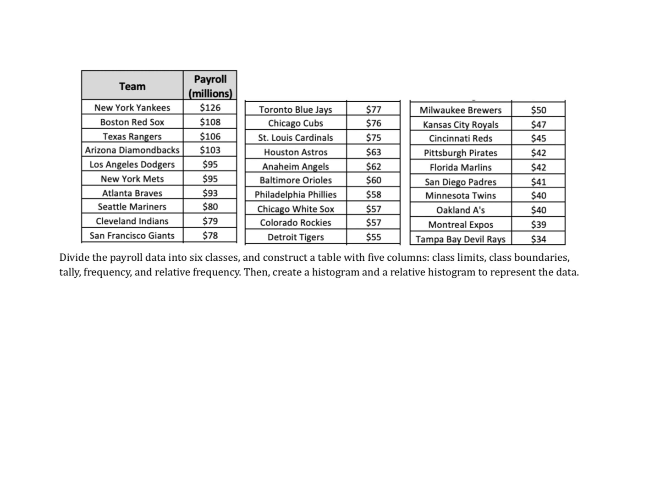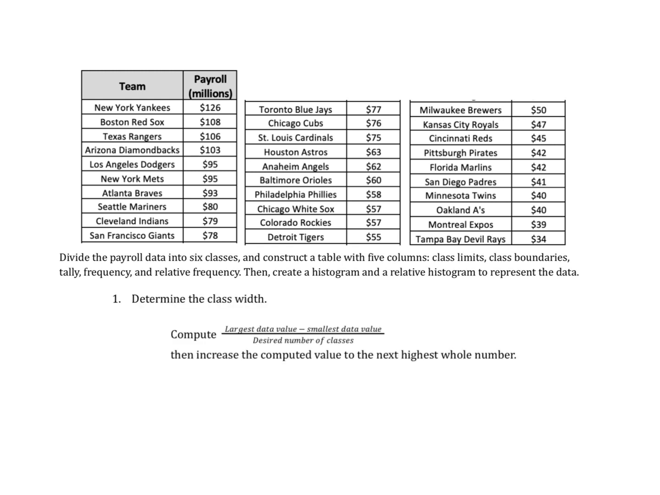The first step is to determine the class width. Luckily, this data is in order. So we're going to take the largest value minus the smallest value divided by the desired number of classes. And in this problem, we want 6 classes. So I'm going to divide by 6, which gives me 15.3.